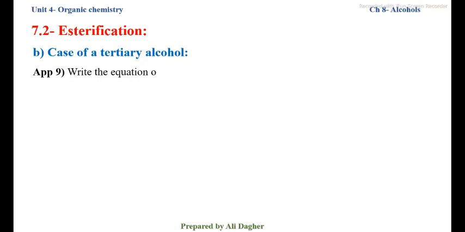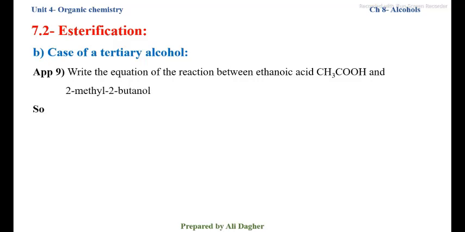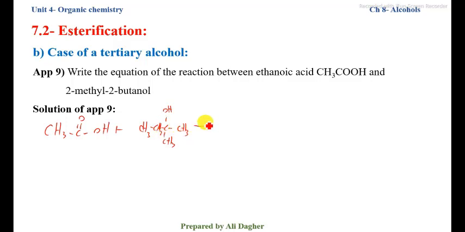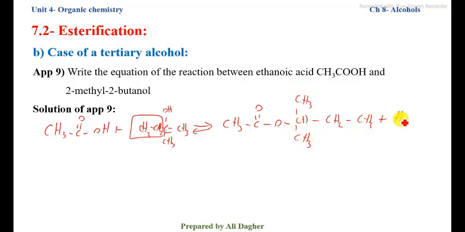Application 9, write the equation of the reaction between ethanoic acid CH3COOH and 2-methyl-2-butanol. Solution: CH3COOH plus butanol 1, 2, 3, 4, 2-butanol on carbon 2 OH, and CH3 on carbon 2, CH3, CH2, CH3, double arrow, CH3 C double bond O from acid. From alcohol O bonded to C, we write C. C is bonded to CH2, CH3 on the line, and left branch to CH3, plus H2O.